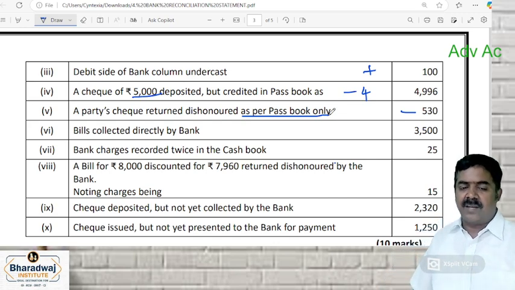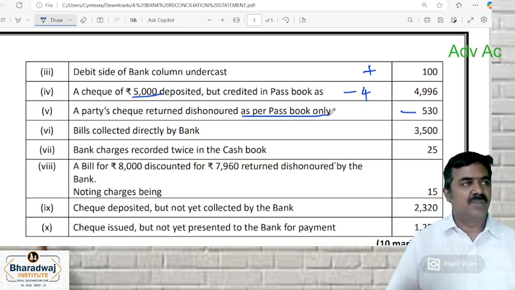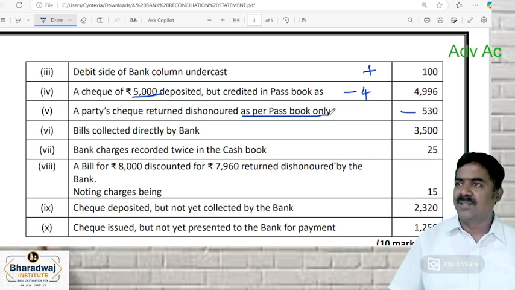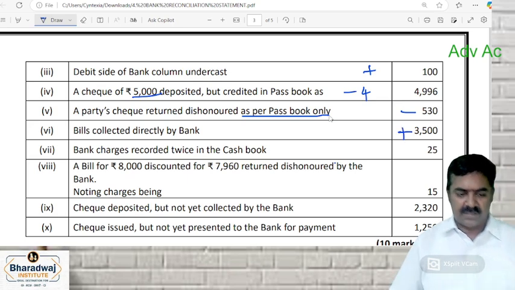Bills collected directly by the bank. Collected by the bank, what would we have done? You would have added. Whether the customer has added? No. What to do? Minus, but OD starting final plus.